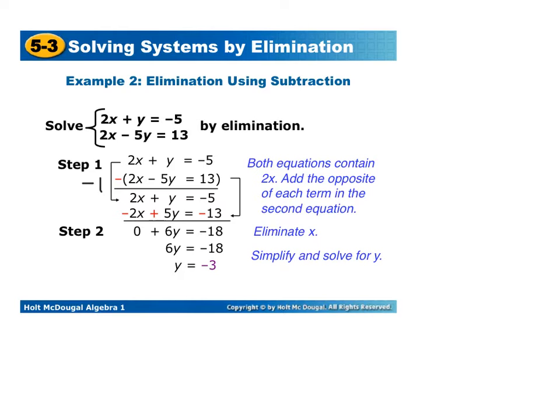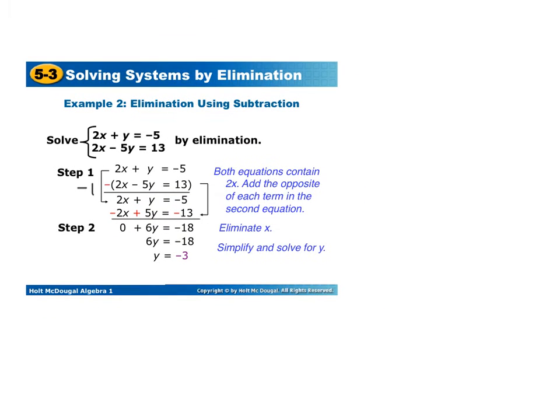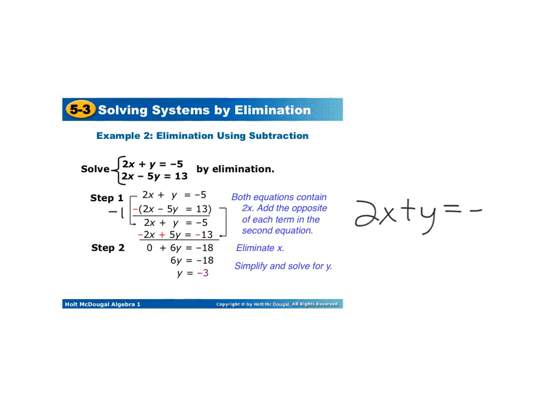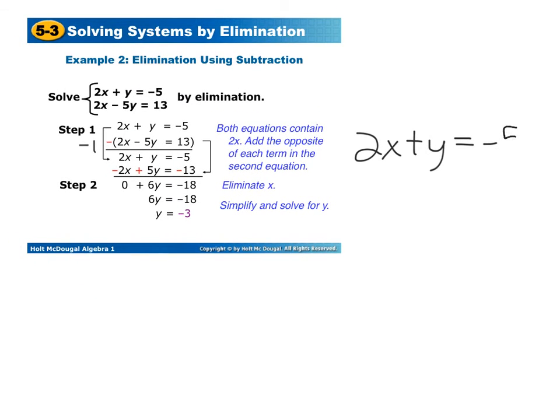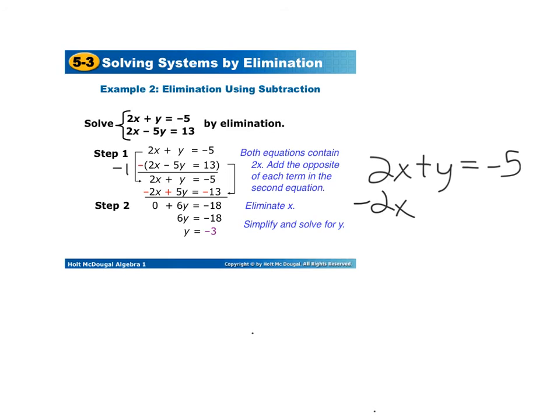They're going to distribute this -1 to all 3 numbers. So I'm going to rewrite the first equation, 2x plus y equals -5, sorry. Now I'm going to distribute the -1 to each one of these. So I'm going to make it a -2x. I'm flipping all the signs. Positive 5y, and then -13.